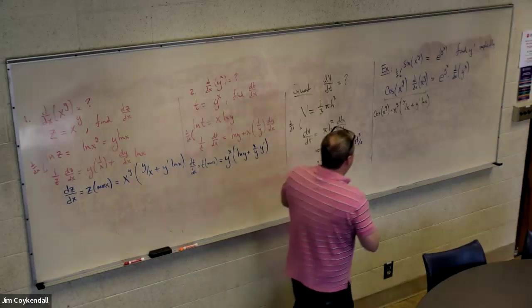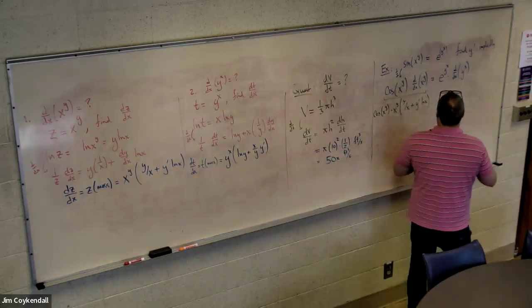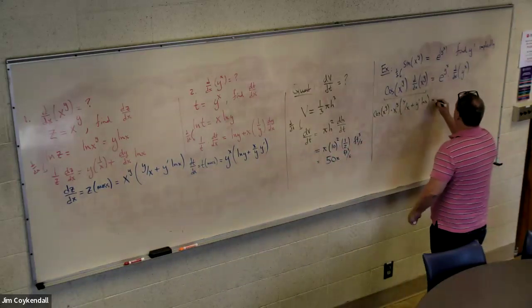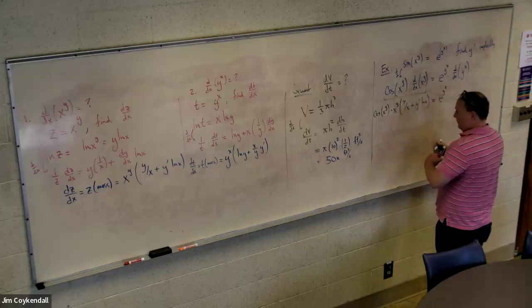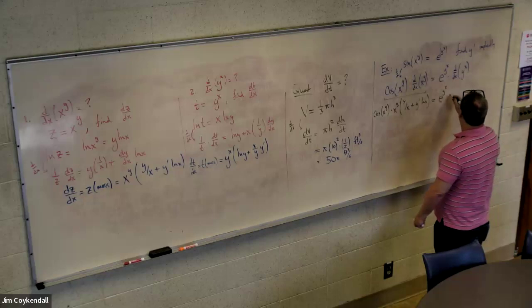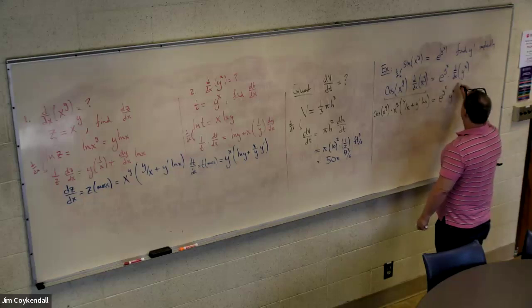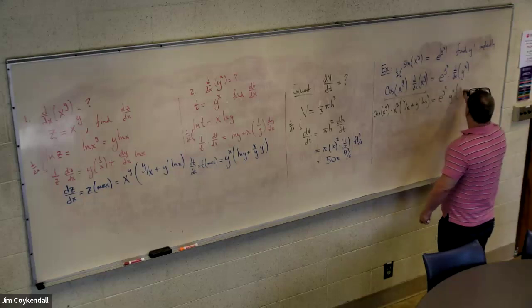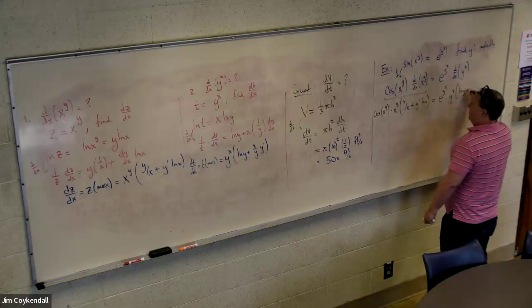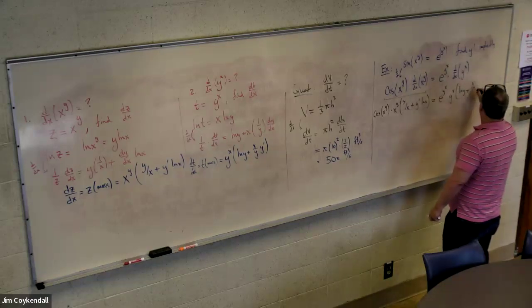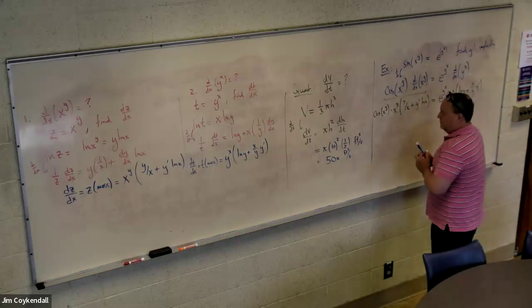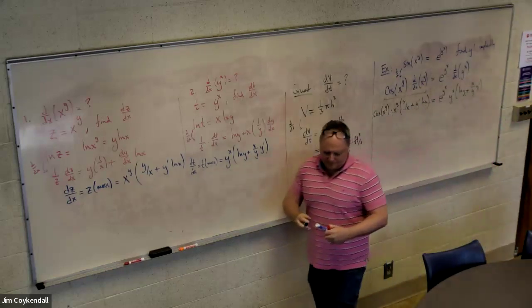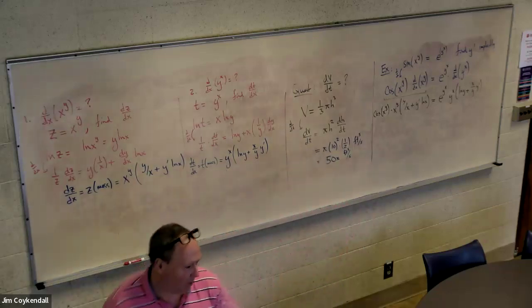And so the other side becomes e^(y^x) times y^x times log y plus x over y y prime. Right, okay.